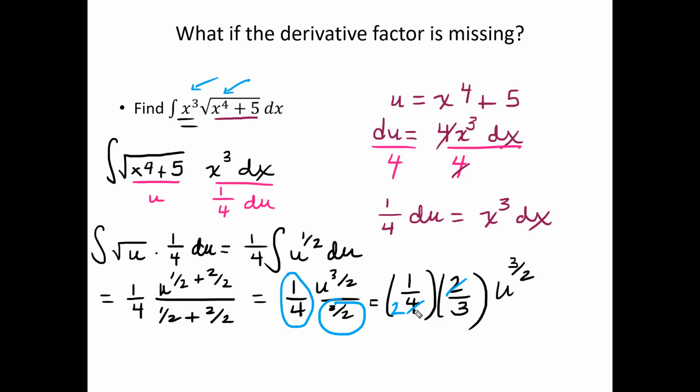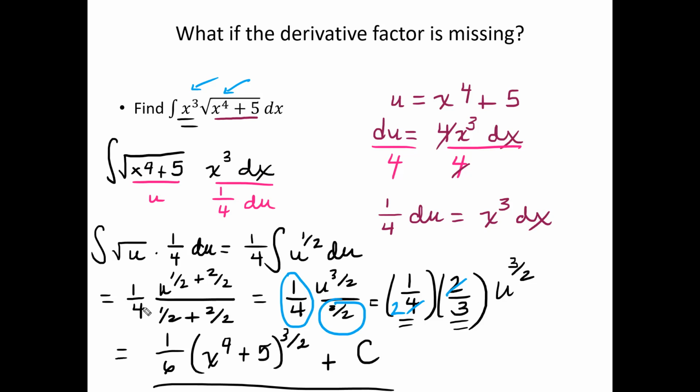So that looks like that's going to be 2 times 3, 1/6. And so I end up with 1/6. So I multiplied those. U, which is x to the 4th, plus 5. And then notice it's to the 3/2 power plus c. And that would be your final answer. Again, I would check it. I would take the derivative so you can actually see why this is the actual answer.